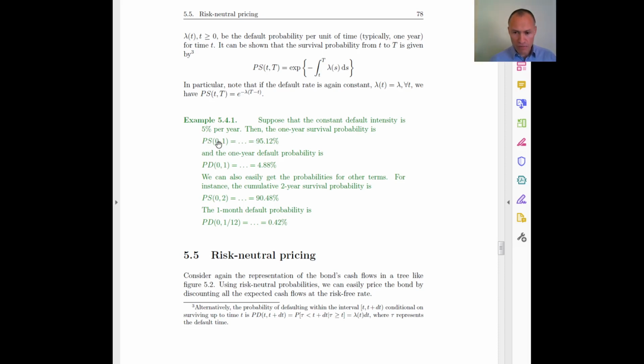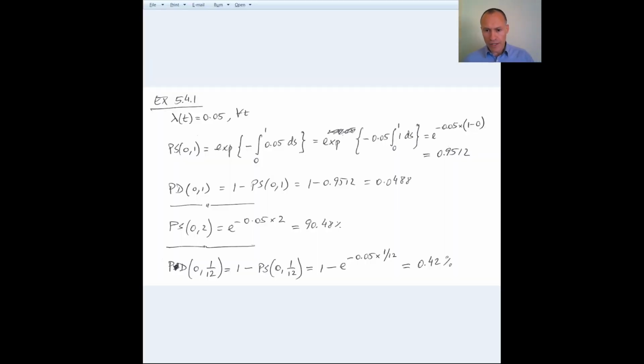So we have here some examples. The probability of survival for 1 year comes directly from this formula here, when you replace the lambda by 0.05, and the limits of integration are between 0, the starting point, and 1, the final point. Okay, so let me show you the detailed calculations here. So again, we're assuming for now that the default intensity is constant, 5% for all periods. In general, this can vary with time. That's the nice thing about this feature here, but to make this simple now, it's constant.